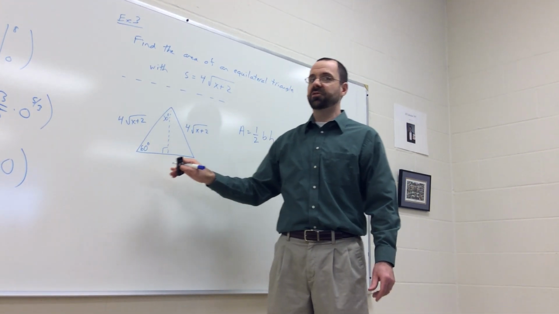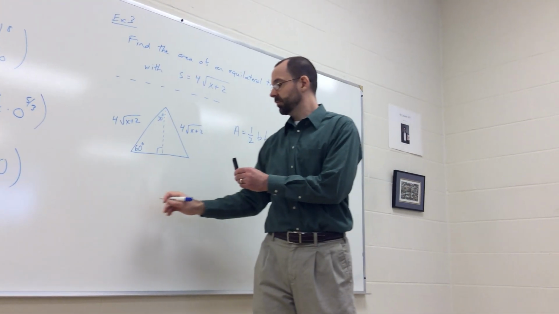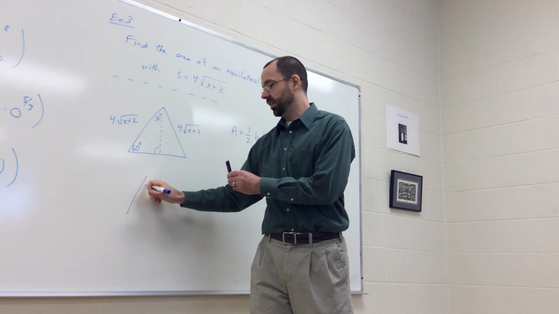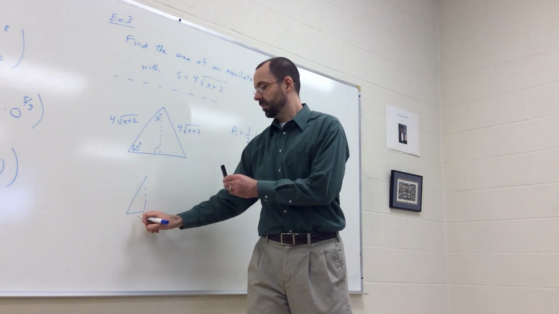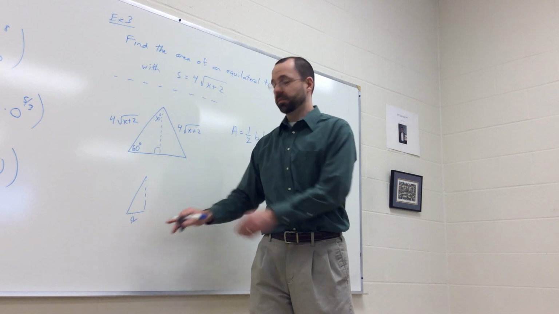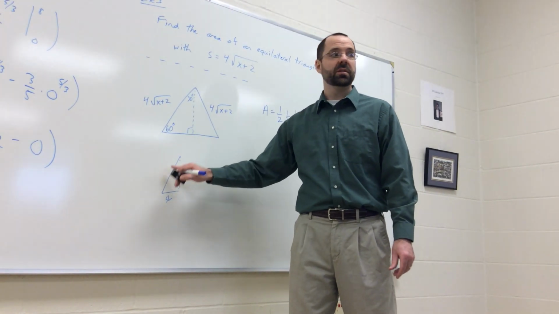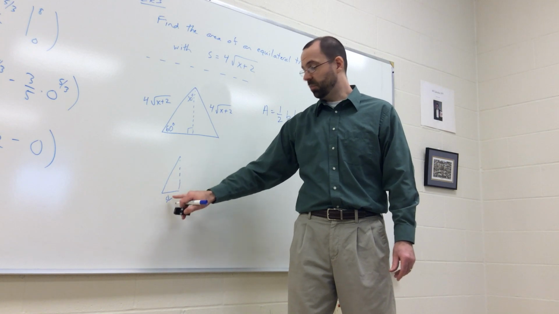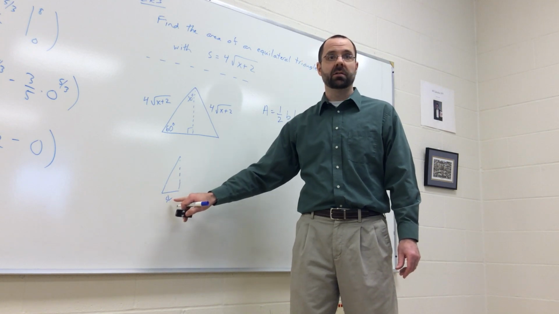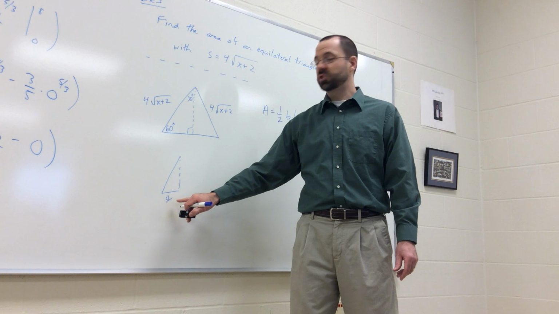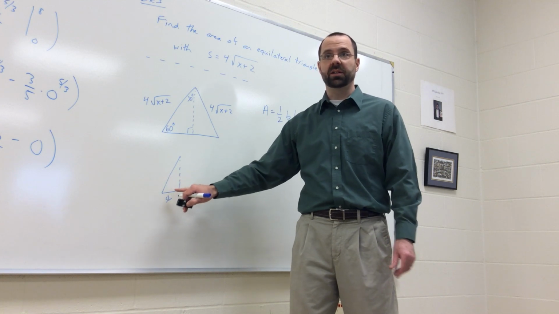Okay, so 30, 60, 90 triangles, you haven't talked about those in a while. On a 30, 60, 90, this is called the short leg, right? This is called the long leg. This is the hypotenuse. How does the hypotenuse compare to the short leg? It's twice as big as the short leg.